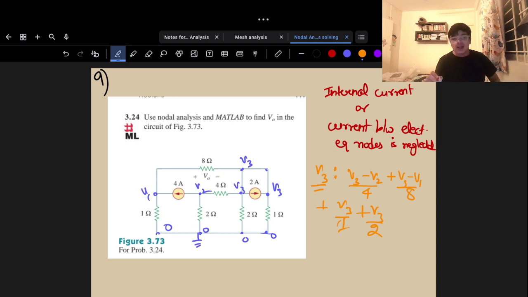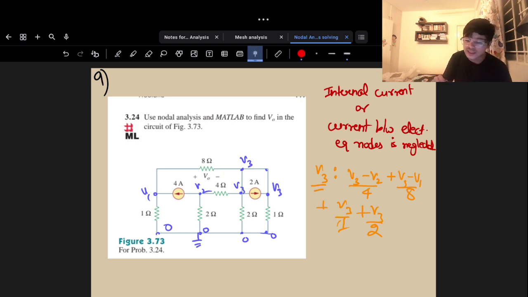Now, what I'm trying to explain is that if you don't understand this concept of internal current, or current between electrically equivalent nodes, like I've always been saying, simply do the algebra. According to V3, 2 amps is leaving, and that is equal to the current entering. The current entering is inside V3 only, the 2 amps considered. So write 2 here also and cancel these two.